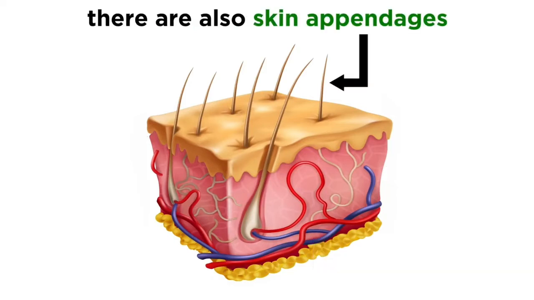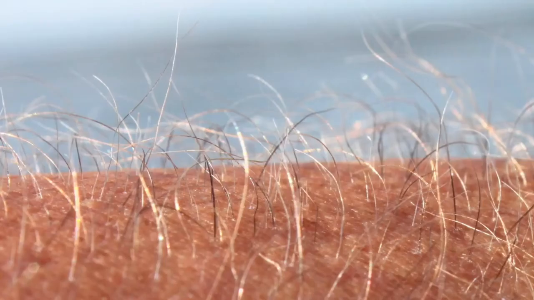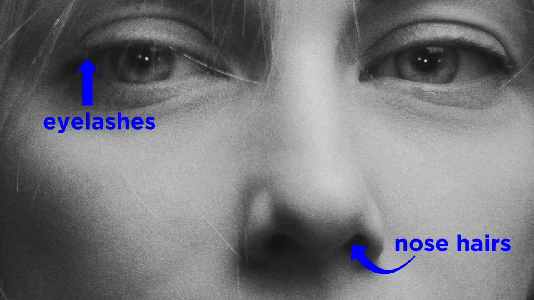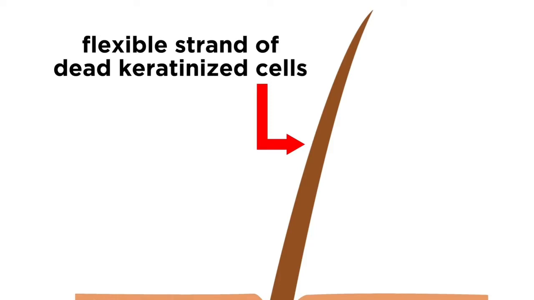Skin appendages. First, there is hair. Of course, most of us have lots of hair on our heads, but there is also hair all over the body, including eyelashes and nose hairs, and these all have specific protective functions. So what is a hair made of exactly? As it turns out, a hair is a flexible strand made largely of dead keratinized cells. This is hard keratin, which is a bit different from the soft keratin found in cells of the epidermis, which makes them more durable and not as flaky.